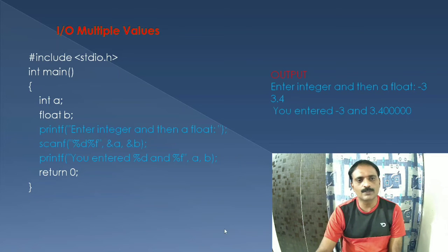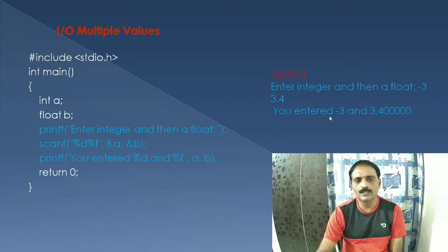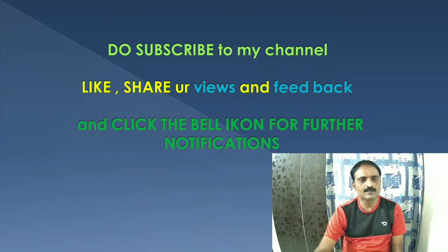Once this program is executed, it will ask to enter an integer and then a float. I am giving the value of A as -3 and B as 3.4. Once it is run, we get the output from printf: "You entered -3", so in the place of A we get the first value -3, and in the place of B we get 3.4. So like that, there are so many ways of using printf and scanf statements in a program. Of course, there is much more to come, and we are going to discuss those things in our next sessions.